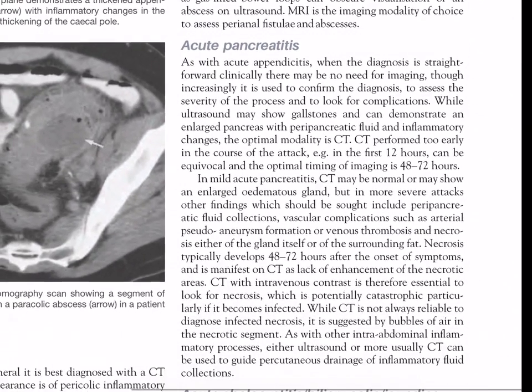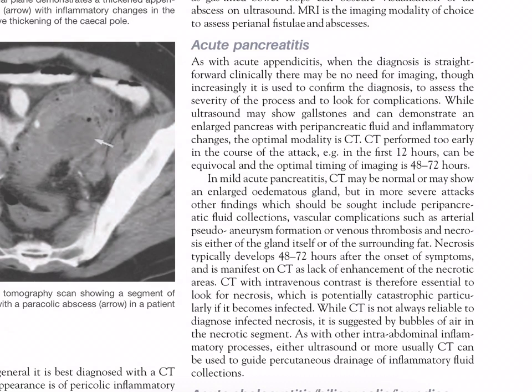Acute pancreatitis. As with acute appendicitis, when the diagnosis is straightforward clinically, there may be no need for imaging, though increasingly it is used to confirm the diagnosis, to assess the severity of the process and to look for complications. While ultrasound may show gallstones and can demonstrate an enlarged pancreas with peripancreatic fluid and inflammatory changes, the optimal modality is CT. CT performed too early in the course of the disease, for example, in the first 12 hours, can be equivocal, and the optimal timing of imaging is 48 to 72 hours.